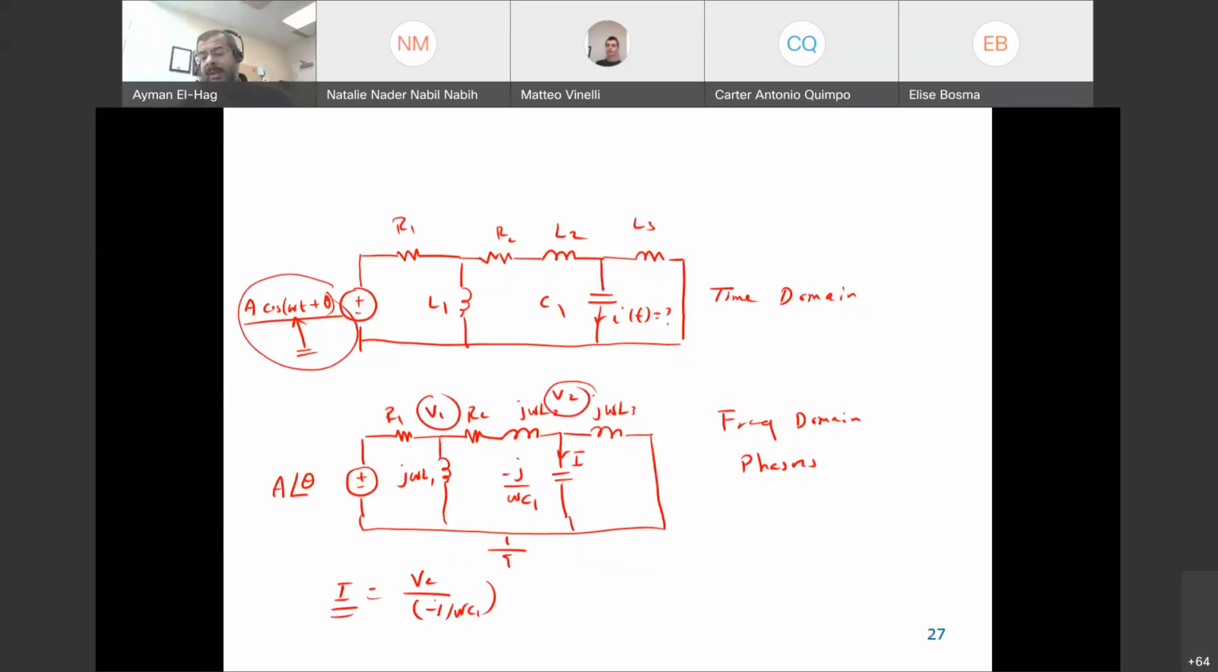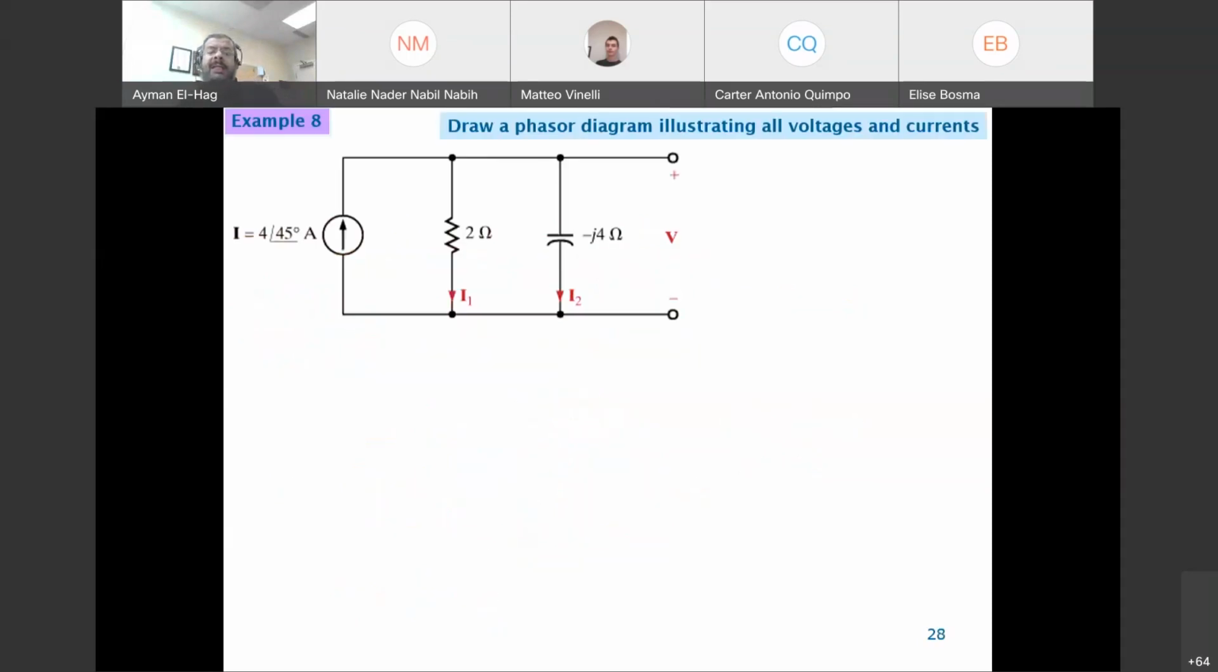However, sometimes the circuit will be given in that format directly, so you don't need to do this conversion. Sometimes you need to do it. Sometimes you don't have to do it, if the circuit was already given to you in the phasor or in the frequency representation. Okay, so let's see this circuit.